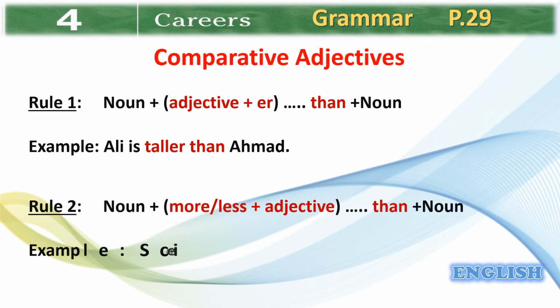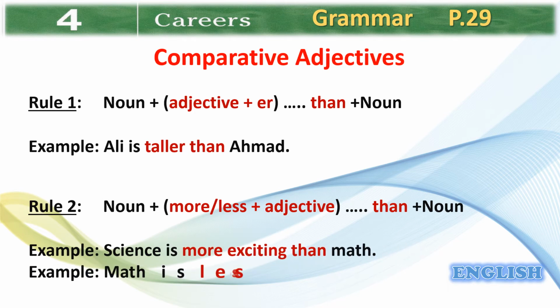Rule number 2, we compare two nouns by adding an adjective, and before this adjective we add more or less. Then we add the adjective, and after that we add the word than. Like the example, science is more exciting than math. We compare between science and math regarding which one is more exciting. So science is more exciting than math.